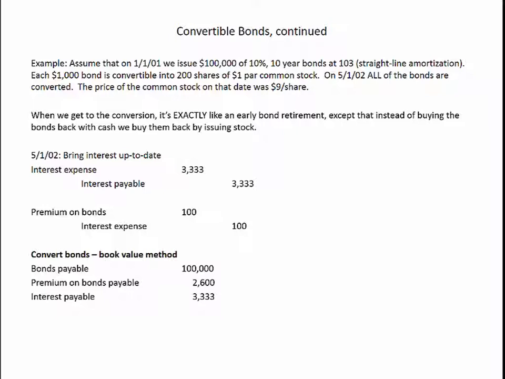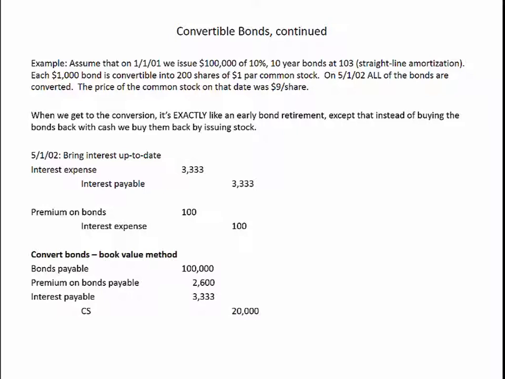$105,933 of liabilities. Under the book value method, we will assign to the stock that we're issuing the book value of the debt that was being eliminated. So if we eliminate $105,933 of liabilities, we're going to create $105,933 of equity. The common stock account, of course, goes in at par value.